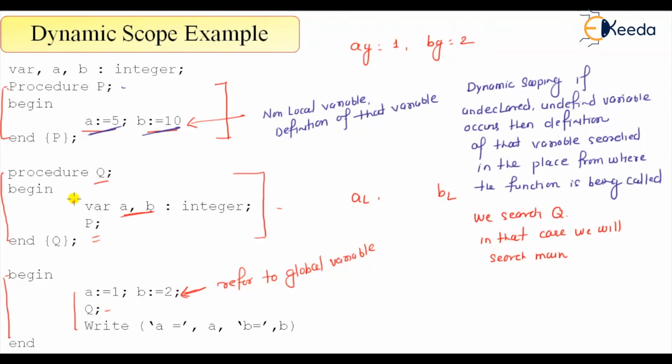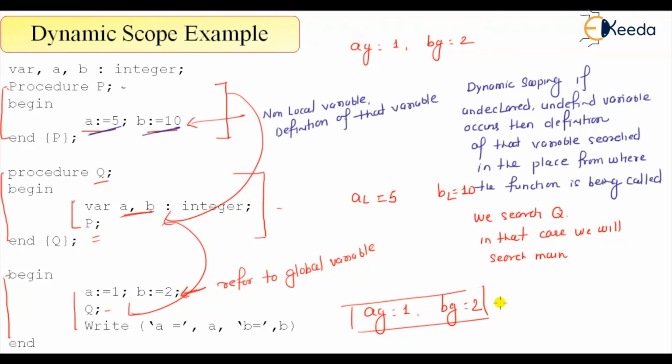And here, which A and B is this? This is not the global one, it is local. So AL will be assigned the value 5 and BL will be assigned the value 10. So this local will be assigned. The function will return from here to here, and then it will write A and B. So A and B still refer to the global values. AG remains 1 and BG remains 2, and that is the answer.